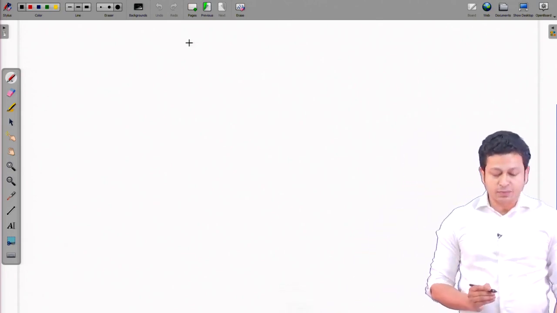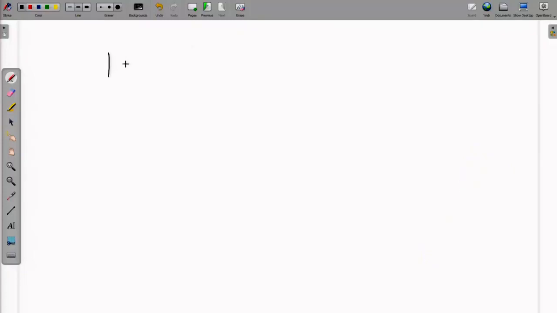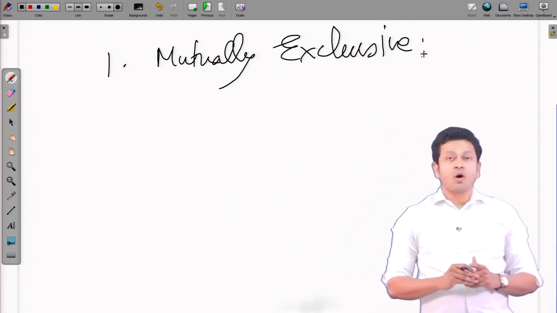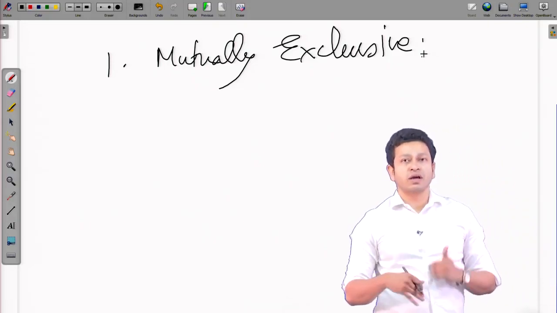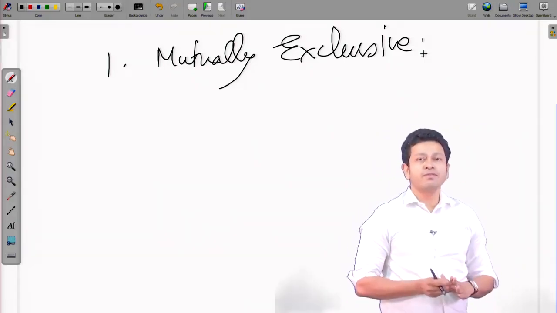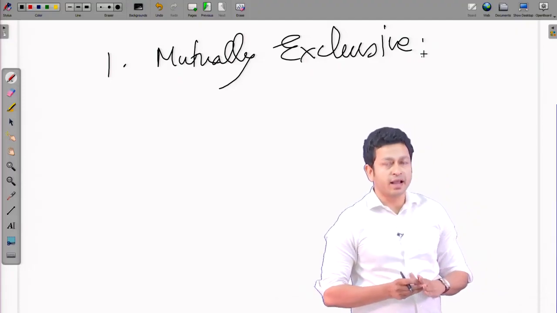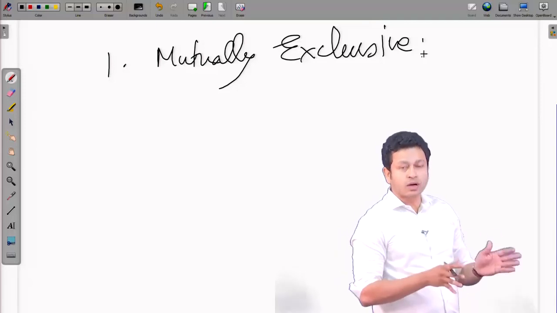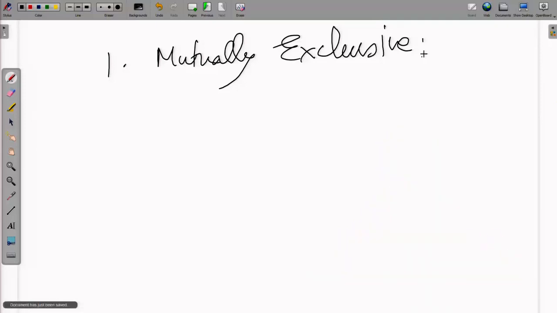The first definition that we learn is mutually exclusive. The events need to be mutually exclusive. What it means when I say mutually exclusive is that occurrence of one event means non-occurrence of the other event. For example, if I toss a coin and I get a head, it automatically entails that I do not get a tail. That is the definition or understanding of mutually exclusive events.